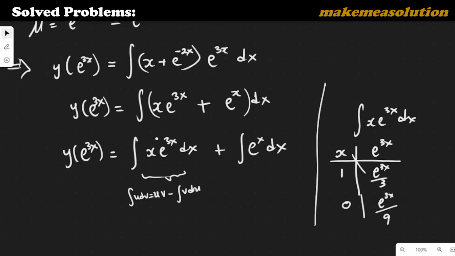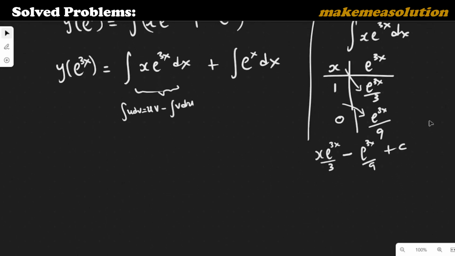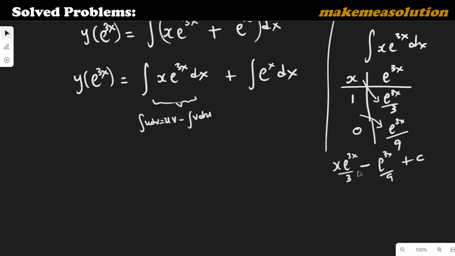So I'm now going to do some kind of multiplication. So the first multiplication is going to be x exponential 3x over 3. Now the second multiplication is 1 times this term over here, using a minus sign, which is just exponential 3x over 9 plus c. So after the multiplication finishes, you put a constant of integration plus c here. So this is going to be the integral of this particular term over here.